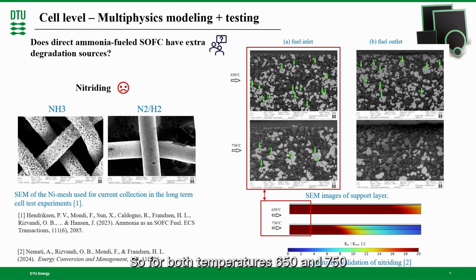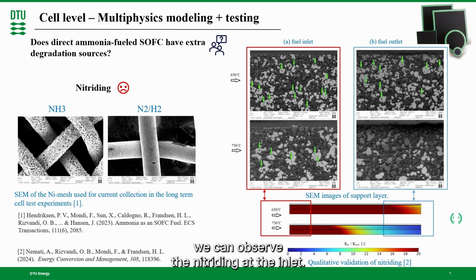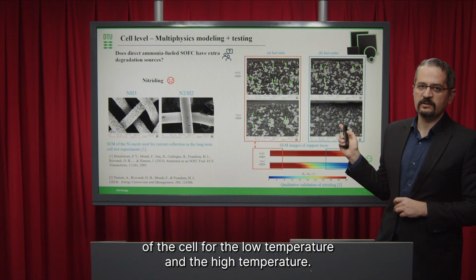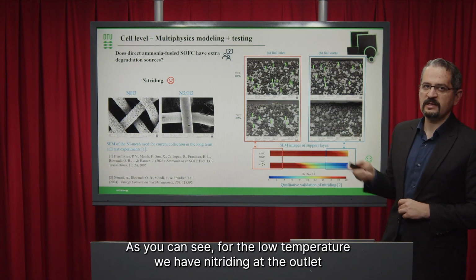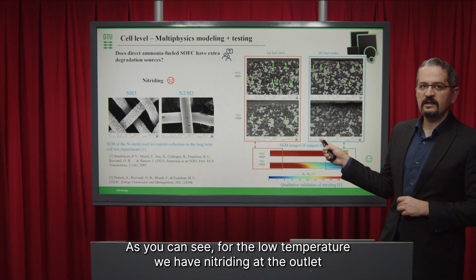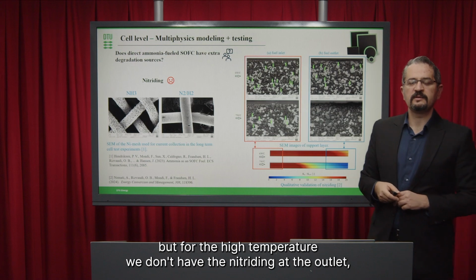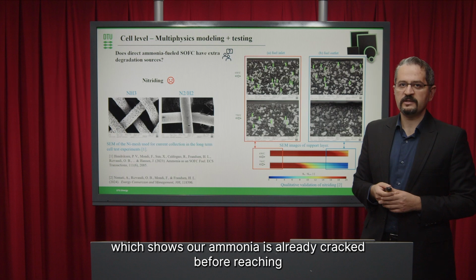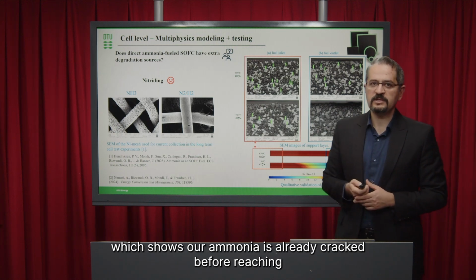So for both temperatures, 650 and 750, we can observe the nitriding at the inlet. And it can also capture how this happens at the outlet of the cell for the low temperature and the high temperature. As you can see, for the low temperature we have nitriding at the outlet, but for the high temperature we don't, which shows our ammonia is already cracked before reaching the outlet of the cell.